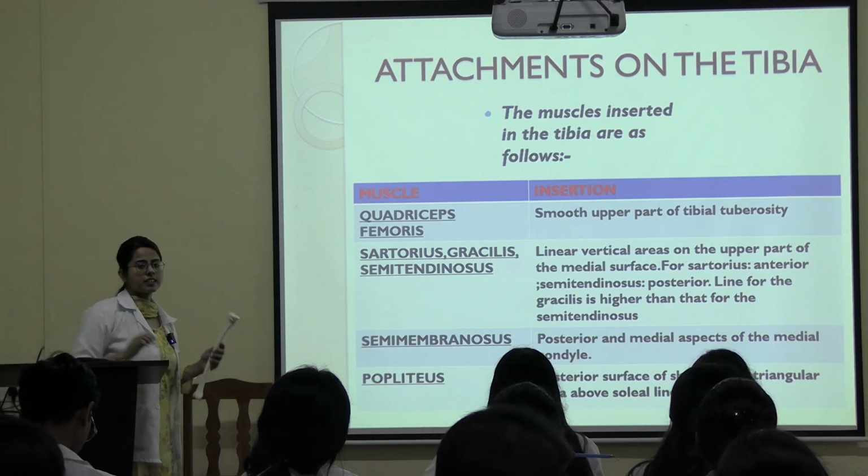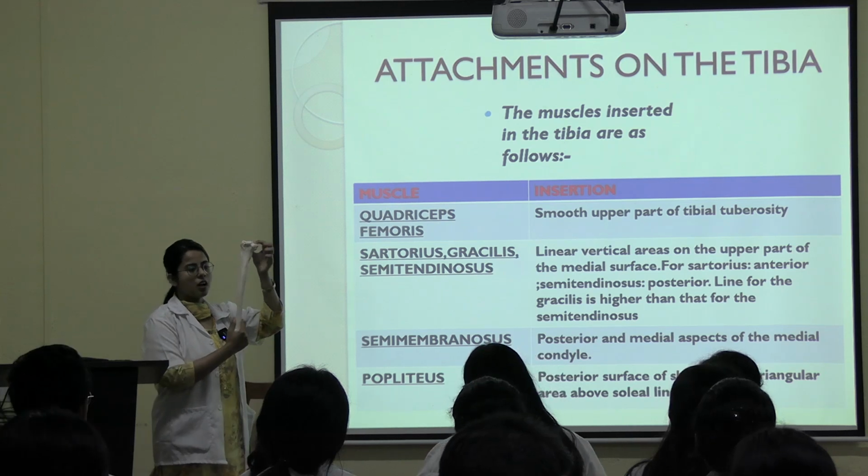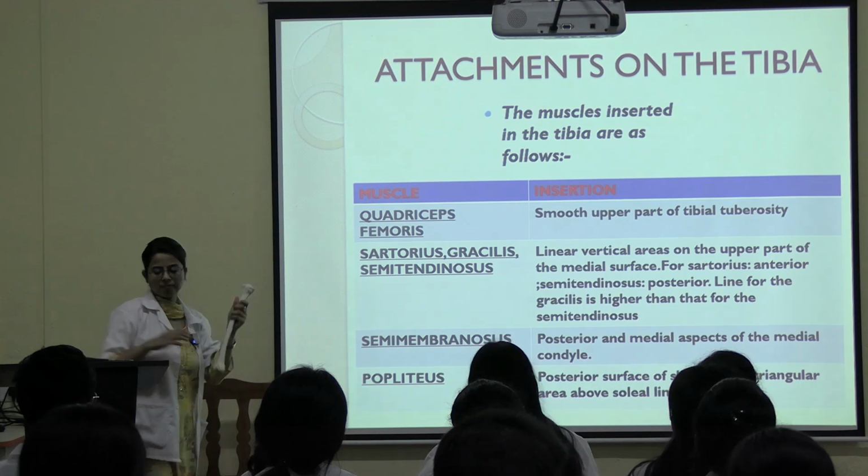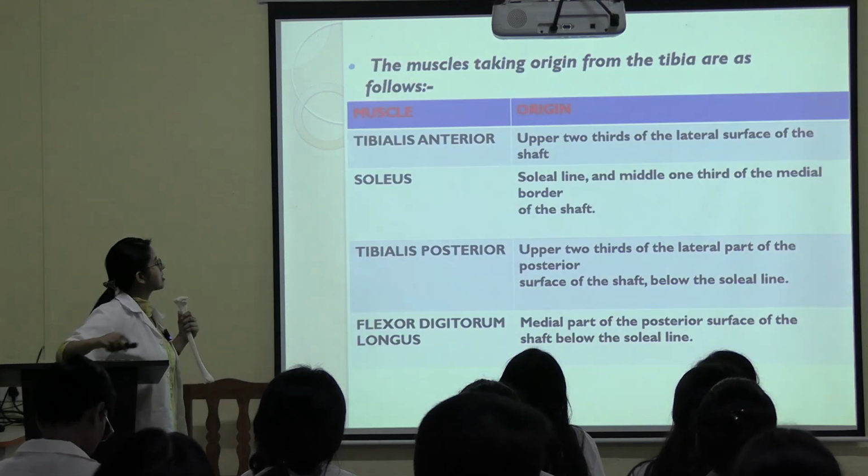Now popliteus. As I said earlier, popliteus is inserted in the upper triangular area above the soleal line. Clear? Now what are the muscles that take origin?